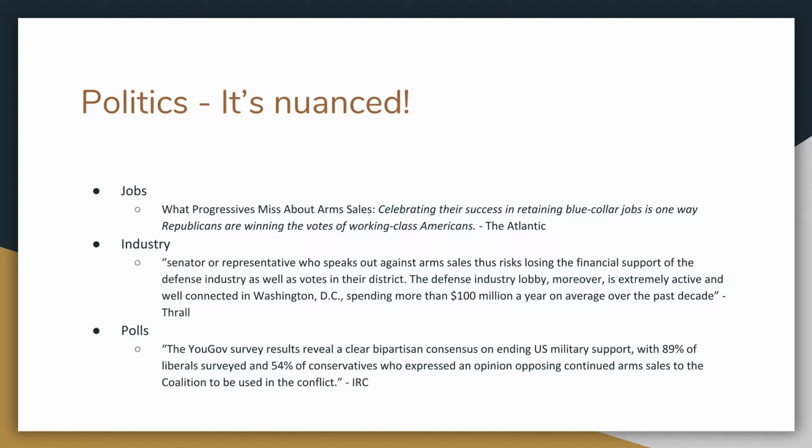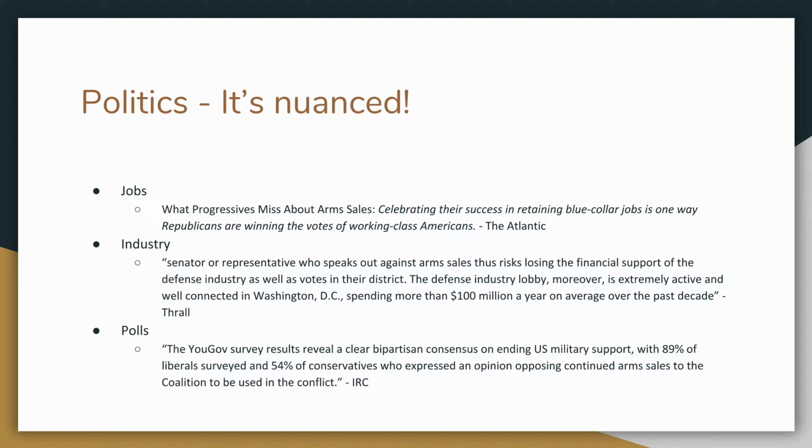This relates to the next argument, which is the industry. The defense contracting industry is extremely powerful. Their lobbying spends on average about $100 million a year over the past decade. And so this industry, and its lobbying efforts, has a lot of power over senators.